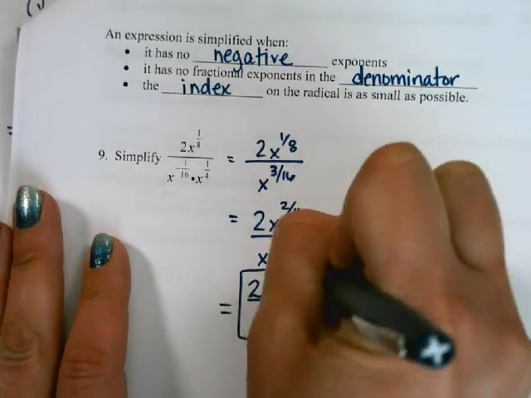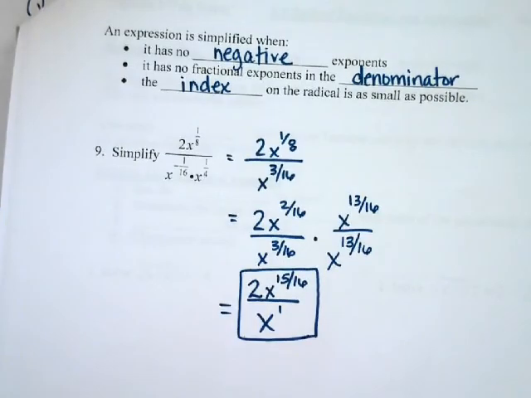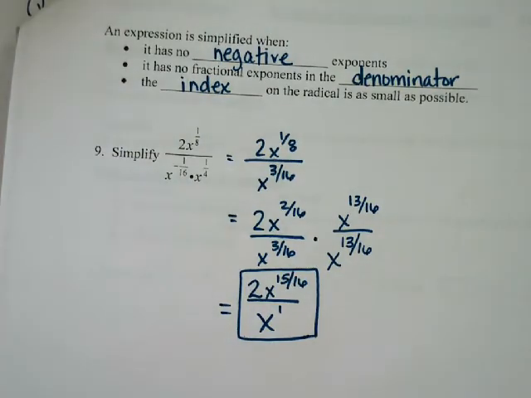We got rid of all negative exponents. We don't have a fraction exponent in the denominator, and we don't have to worry about our index. Well, our fractions are all reduced, so our index is as small as we possibly can get it. Does that help? Questions on that one? Or anything that we've talked about? That's okay. Okay. I'm going to push pause.